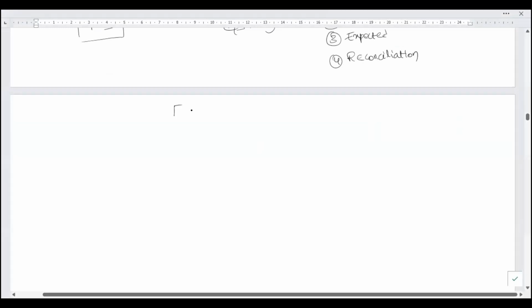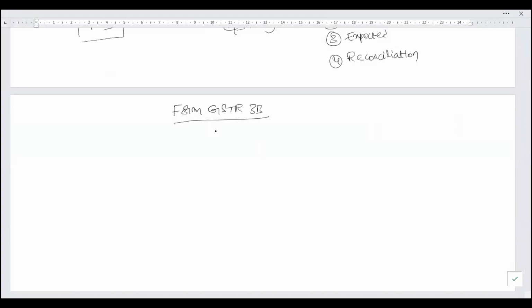GSTR3B in today's session. Form GSTR3B. Before we get into this form, let us look at the basics which revolve around Form GSTR3B.